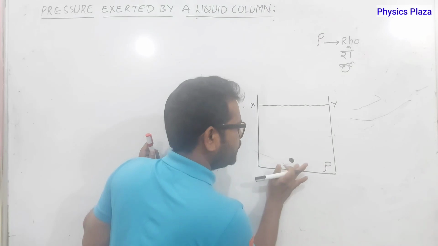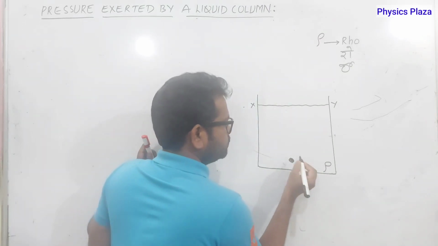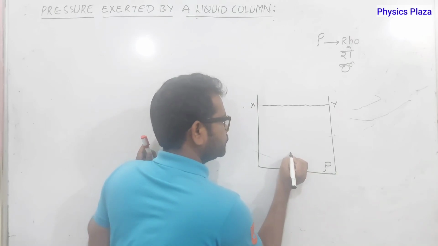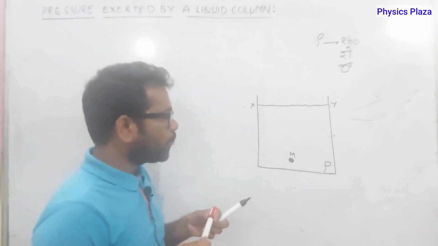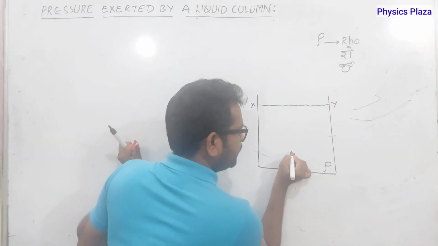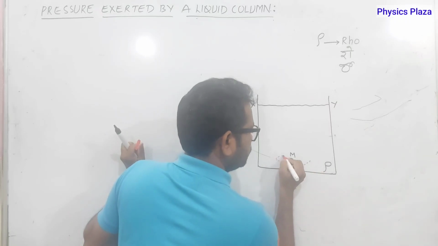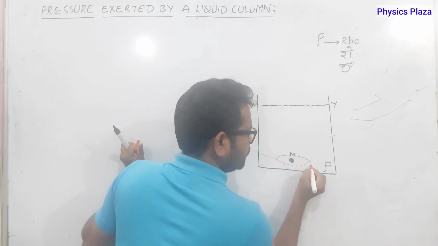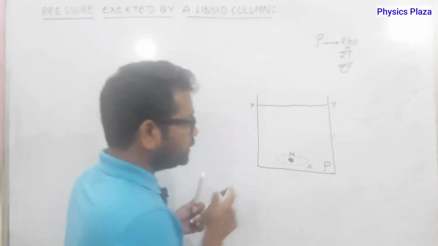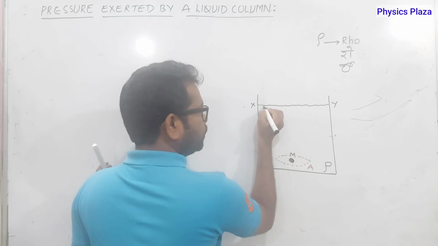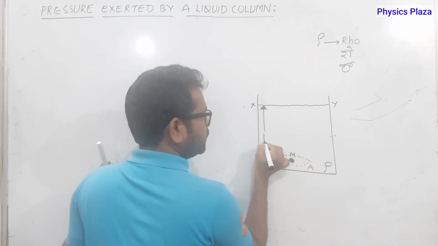Let us say some point P or something. Already rho is there, so again we may get confused. Let us call it M. Okay, M is a point. Around this M, let us imagine a surface, surface with area A. Clear? Now, this point, children, is at a depth of h.